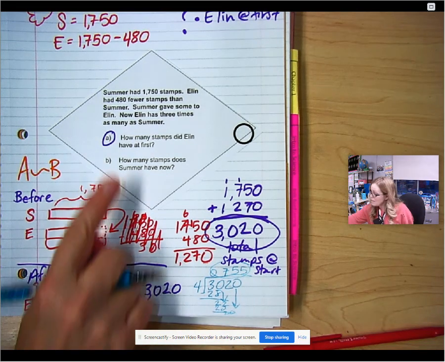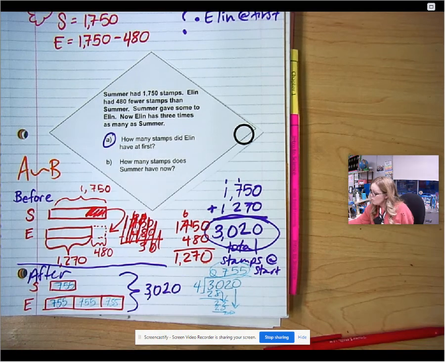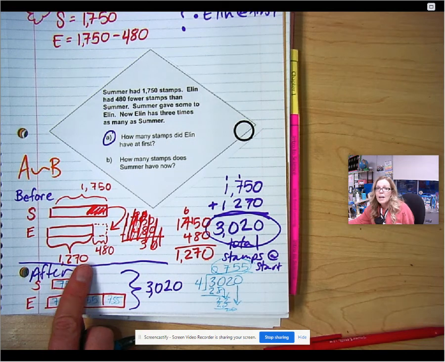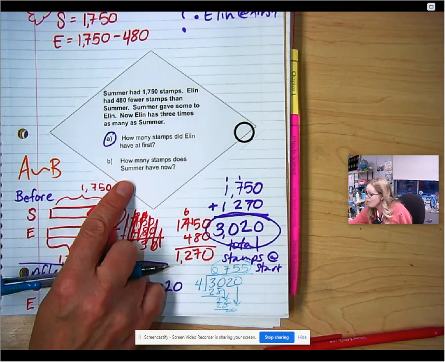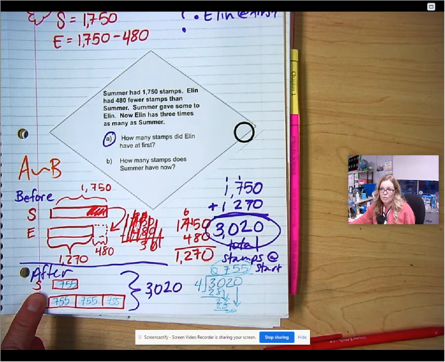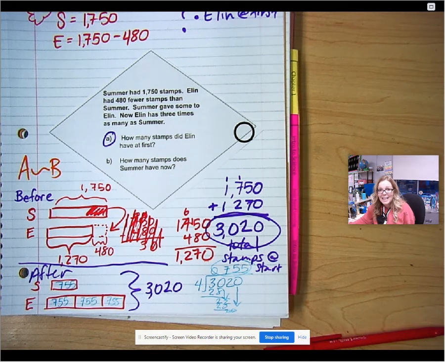How many stamps did Elin have at first? Well, Elin at first had 1,270. How many stamps does Summer have now at the end? Summer at the end has 755 stamps. Guess what? If they asked you how many stamps Elin had at the end, 755 plus 755 plus 755, or 755 times 3. Aha! Do you see how complicated these are?